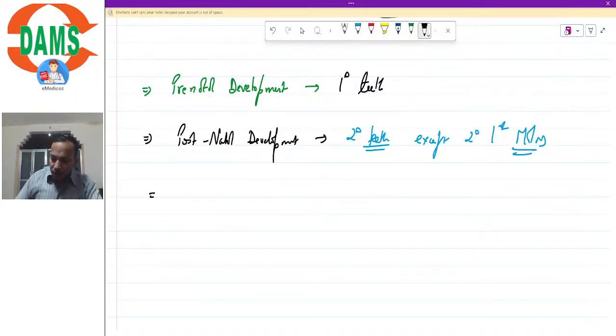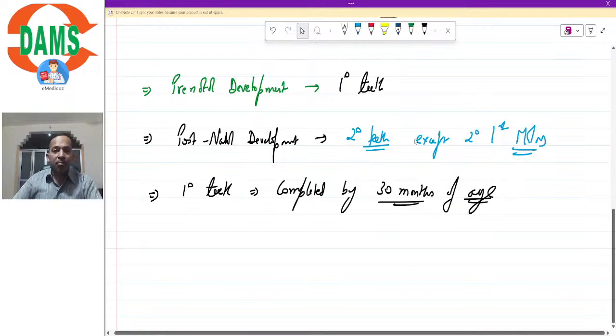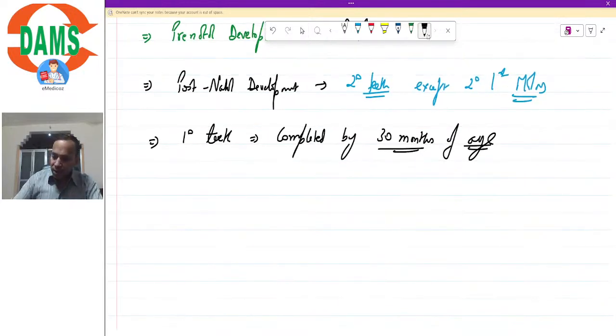What else can you say? The primary teeth are completed by 30 months of age, right? So all the primary teeth have erupted into the oral cavity by the age of approximately 30 months, isn't it? And what about the permanents?